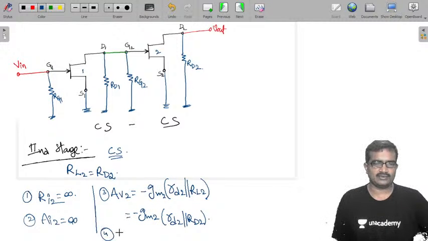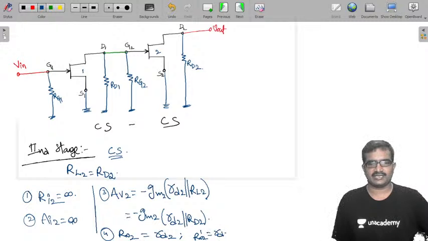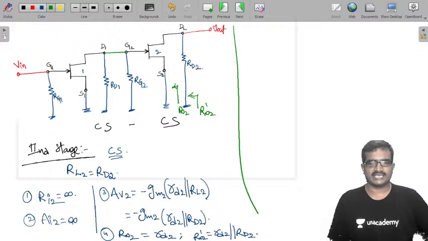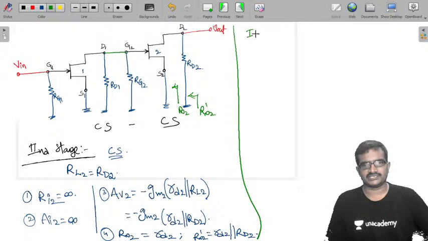Fourth one, R02. So R02 is RD2 and R02 dash is RD2 parallel with capital RD2. Here you get R02. This is R02 dash. This is the output impedance of the multi-stage amplifier. This is the analysis of the second stage. Now I am going to the first stage.